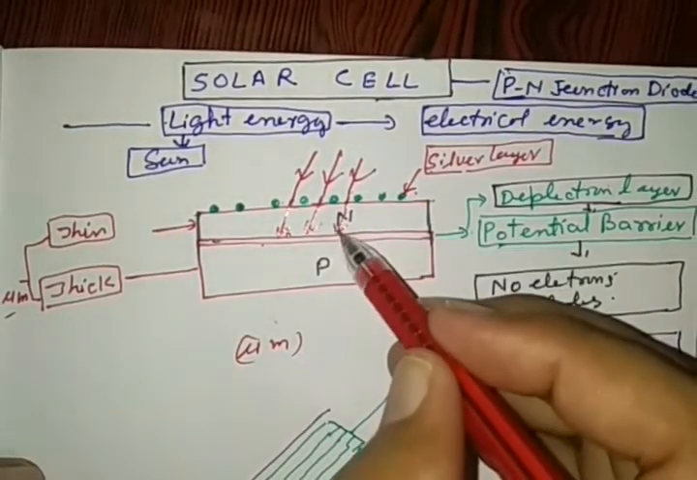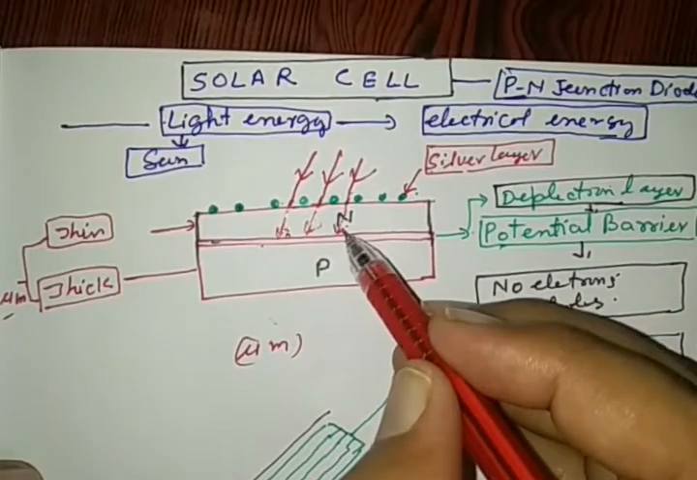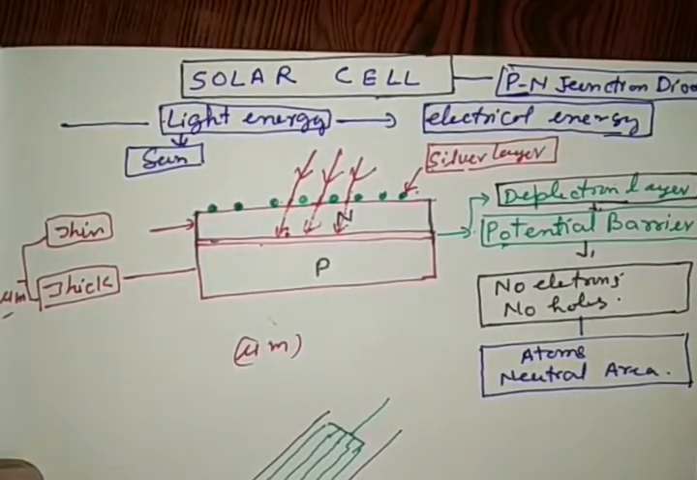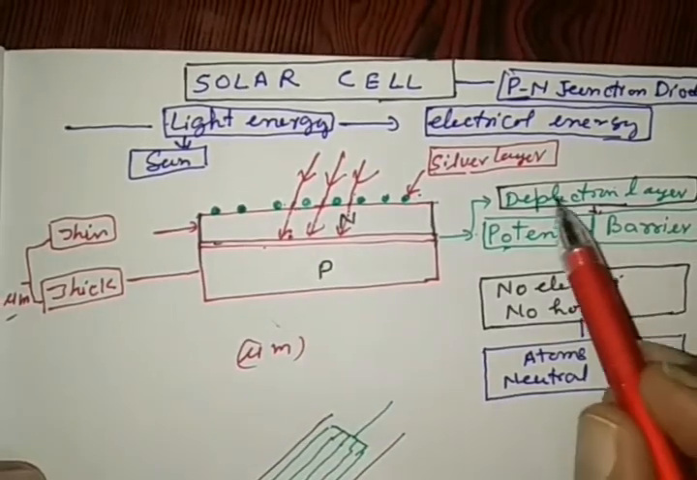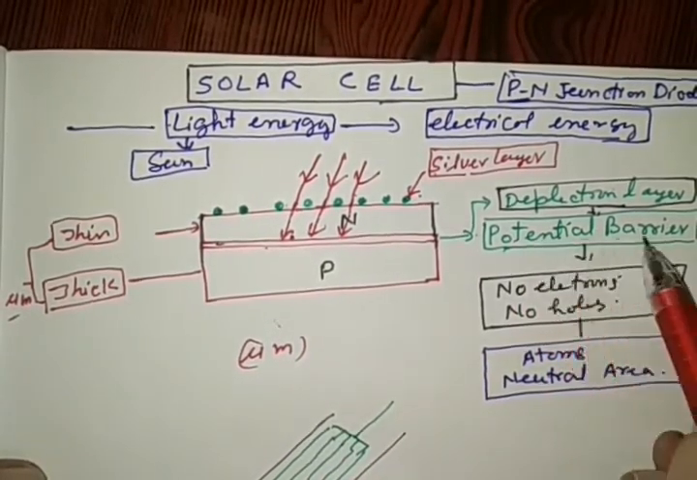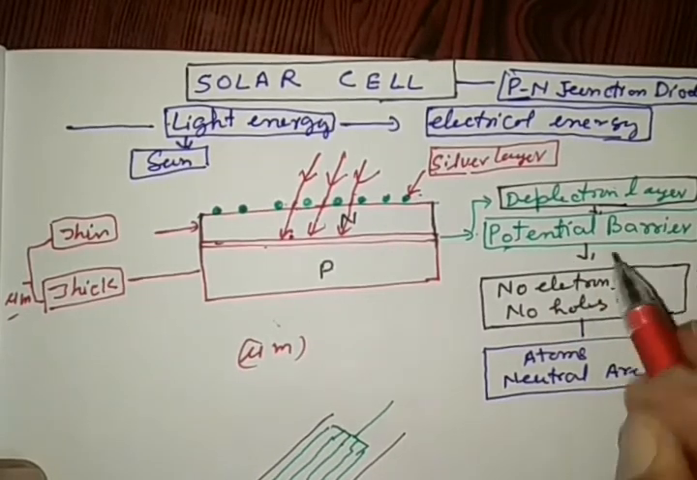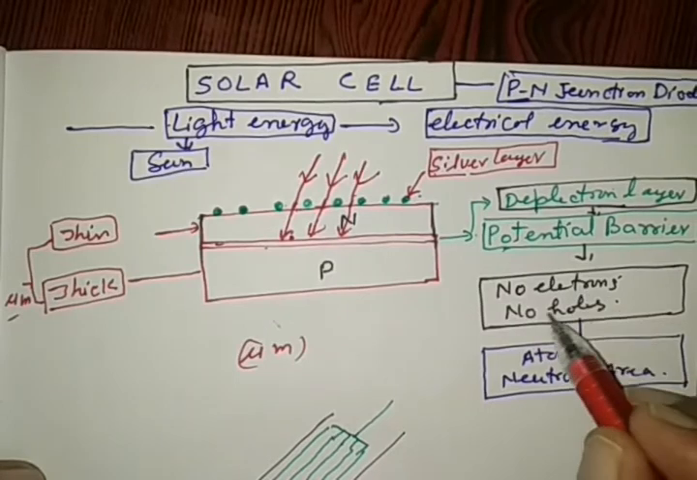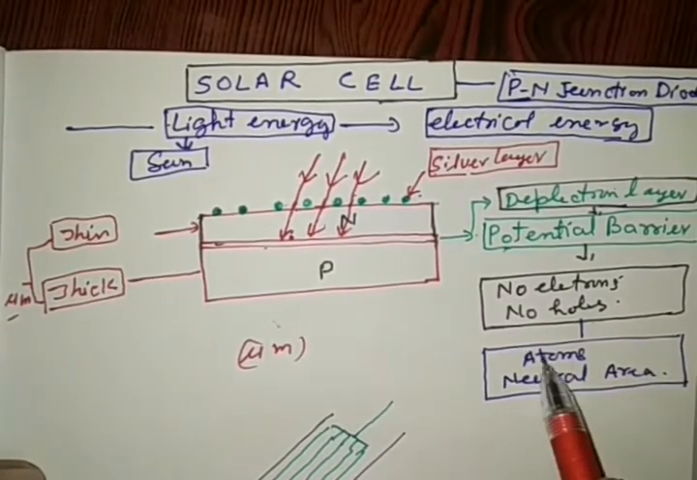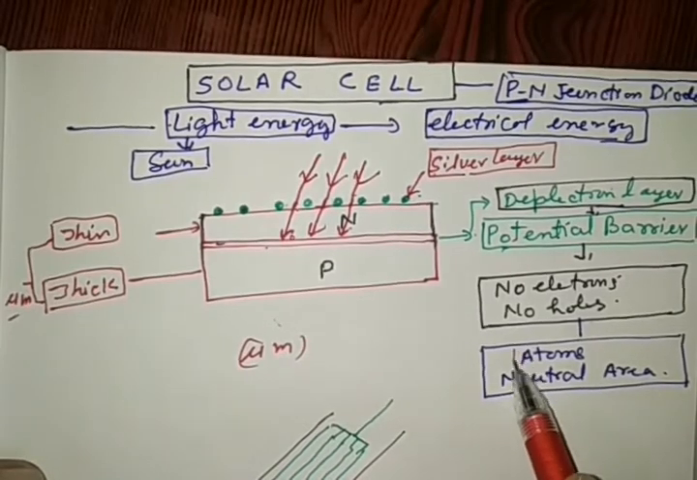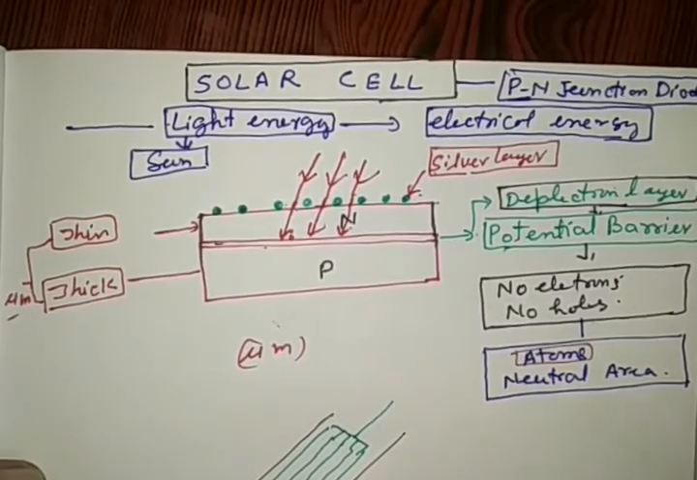When this reaches the depletion layer, the reactions take place here. What happened? See the depletion layer. The depletion layer is called the potential barrier. Why is it called the potential barrier? Potential barrier means here resistance is more, because no holes, no electrons are available. So all these items are electrically neutral. So atoms are found in it, and it is called a neutral area.